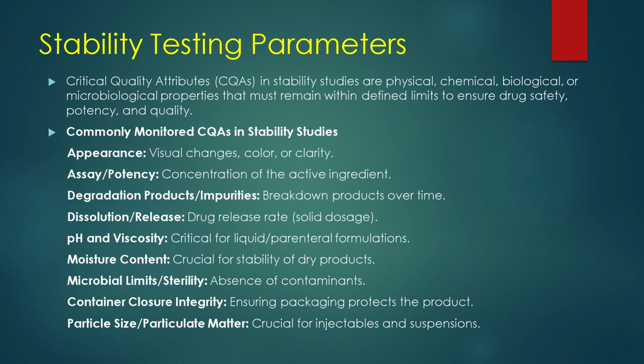Let's understand stability testing parameters. Critical quality attributes in stability studies are physical, chemical, biological, or microbiological properties that must remain within defined limits to ensure drug safety, potency, and quality. Commonly monitored critical quality attributes in stability studies are appearance, assay, degradation products or impurities, dissolution, pH and viscosity, moisture content, microbial limits, container closure integrity, and particle size or particulate matter.